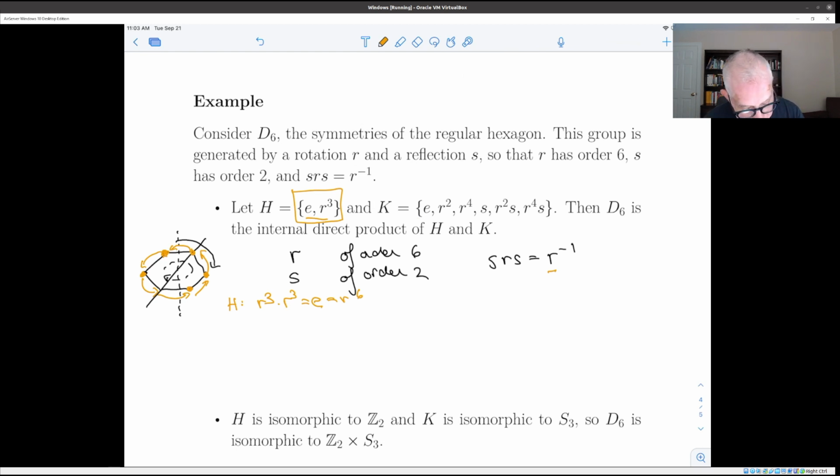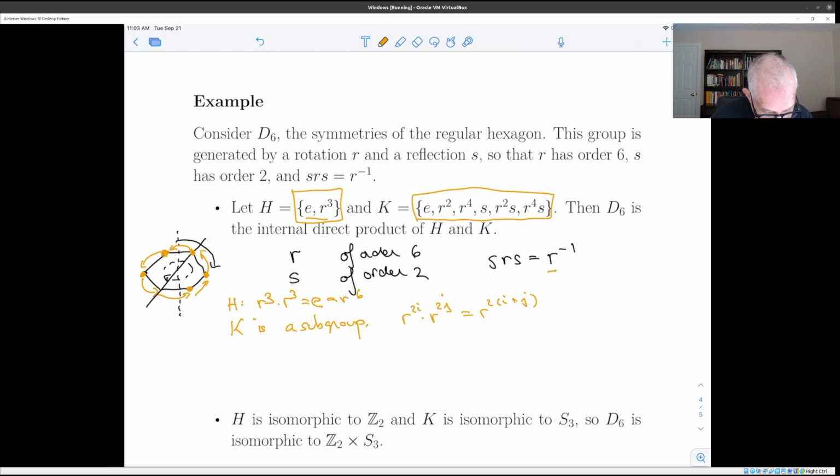And now if you take the even powers of the rotation together with the reflections, so you take this collection, this is also a subgroup. And there's various ways to check that. The simplest is to notice that if you multiply even powers of the rotation together, you get an even power of the rotation.